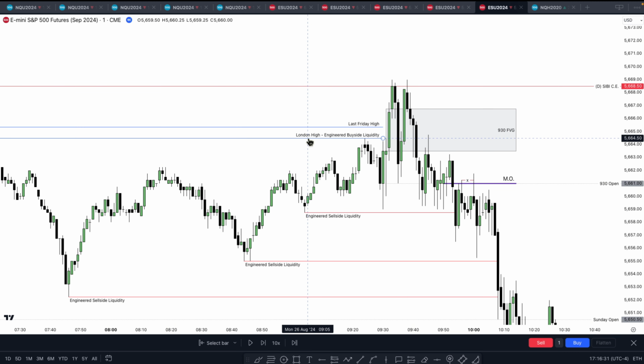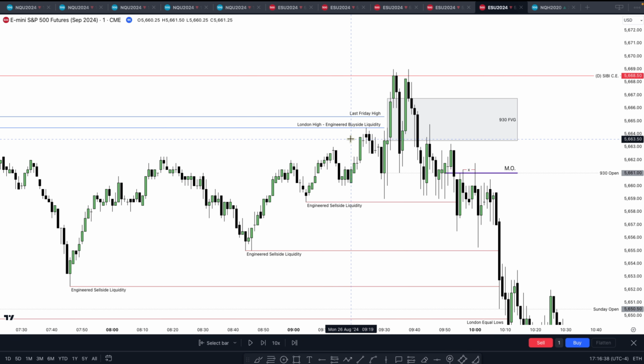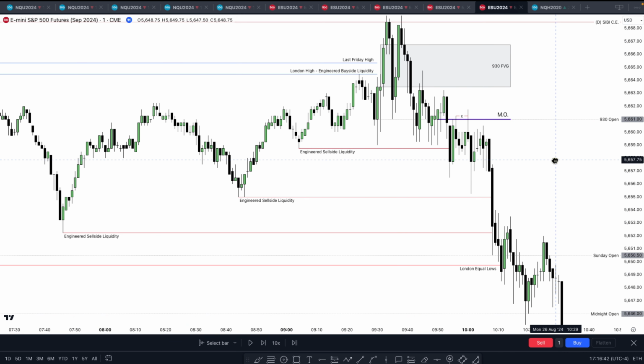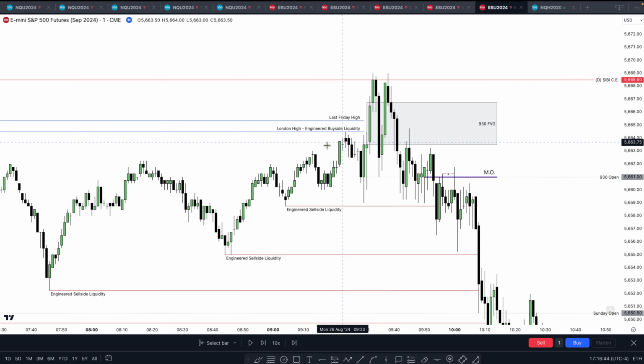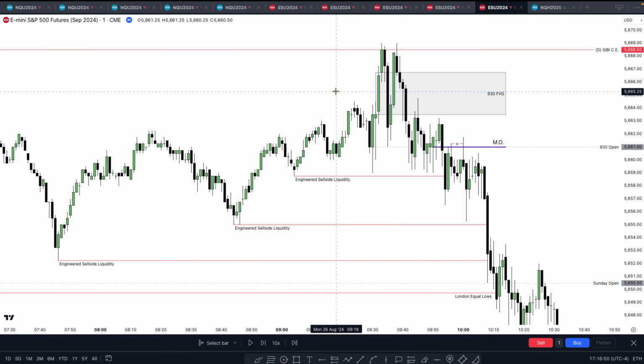Okay, I have labeled here London's high and last Friday's high, so our engineered buy side liquidity pools. What do you want to see before you get your short setup? You want to see that manipulation occur above these key time levels, and above those engineered buy side liquidity pools. That occurs. So I'm going to delete this here just to clean it up as much as we can.